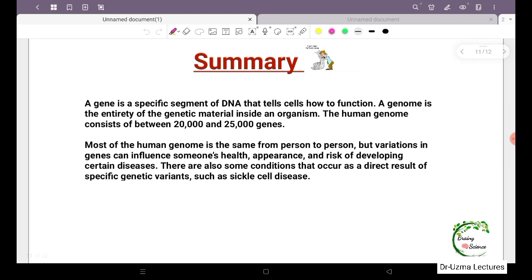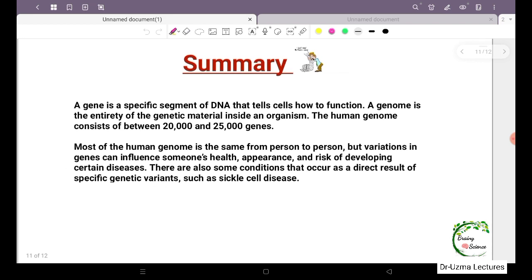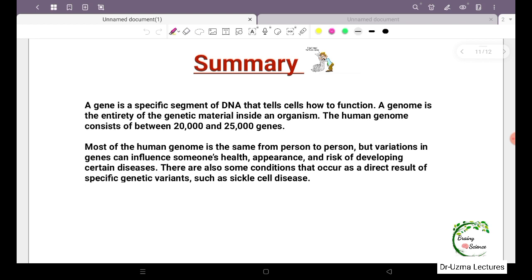Okay. The summary of this whole chapter is just two basic points. The gene is a specific segment of DNA that tells the cell how to function. The genome is the entirety of the genetic material inside an organism. The human genome consists of between 20,000 to 25,000 genes. Most of the human genome is the same from person to person, but variation in genes can influence someone's health, appearance, and the risk of developing certain diseases. There are also some conditions that occur as a direct result of a specific genetic variant.